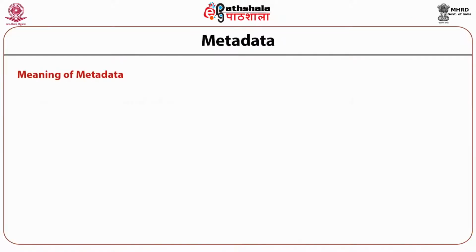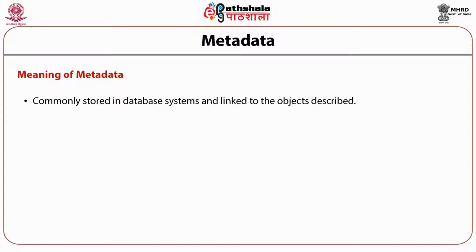So, metadata refers to networked electronic resources or digital objects that exist on the internet, and descriptive information about the WWW, World Wide Web. It also makes it easier to retrieve information or data, and to manage an information resource. It is commonly stored in database systems linked to the objects described, so that when you have a link to the database, you can easily see how the objects are described.